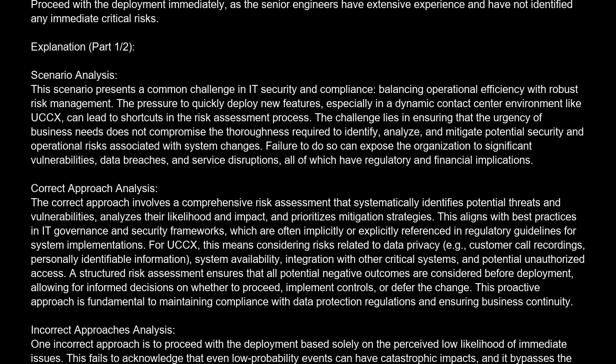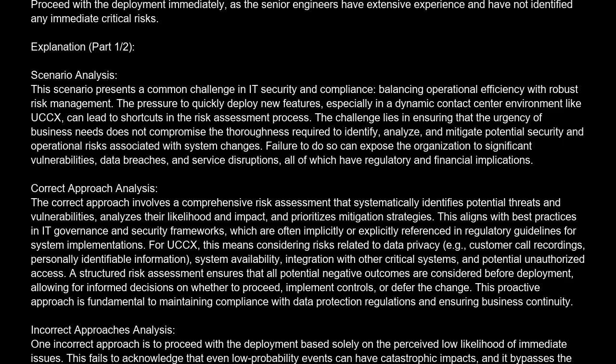The correct approach involves a comprehensive risk assessment that systematically identifies potential threats and vulnerabilities, analyzes their likelihood and impact, and prioritizes mitigation strategies. This aligns with best practices in IT governance and security frameworks, which are often implicitly or explicitly referenced in regulatory guidelines for system implementations.